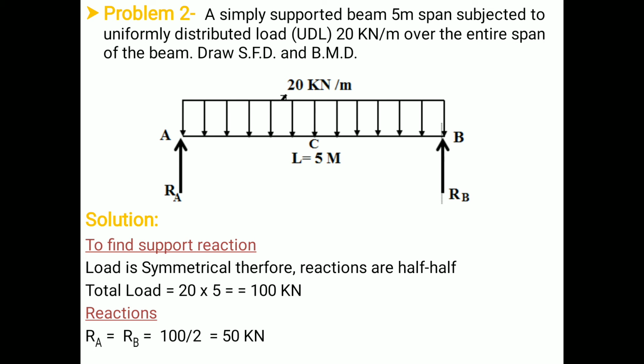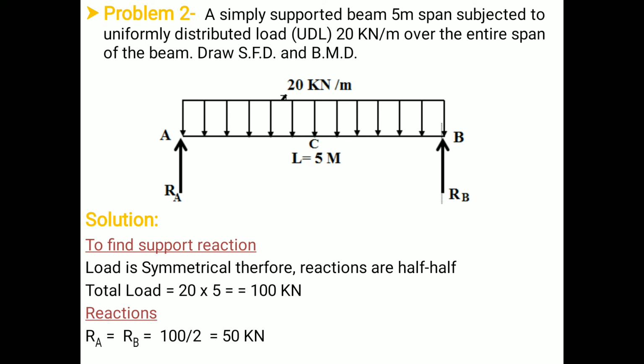Now we will discuss numerical number two. The statement is as follows. A simply supported beam of 5 meter span is subjected to a uniformly distributed load of intensity 20 kN per meter over the entire span of the beam. Draw the shear force diagram and bending moment diagram.